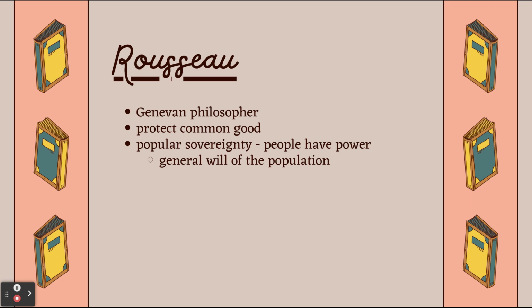Our final philosopher is Rousseau. Rousseau was a Genevan philosopher. He advocated for protecting the common good, so we see a little bit of overlap there with Aristotle. And he also strongly advocated for popular sovereignty, where the people have the power. He believed that a government should be the reflection of the general will of the population.